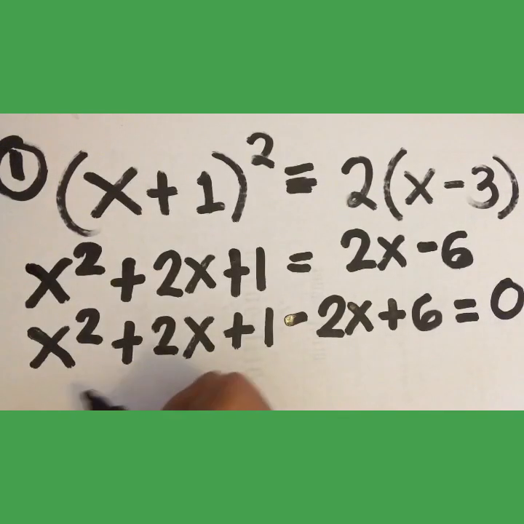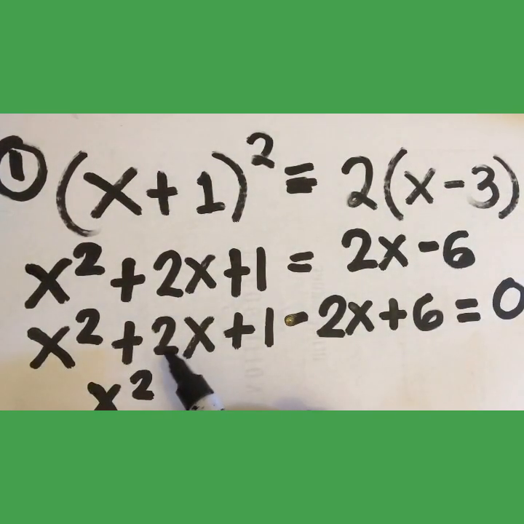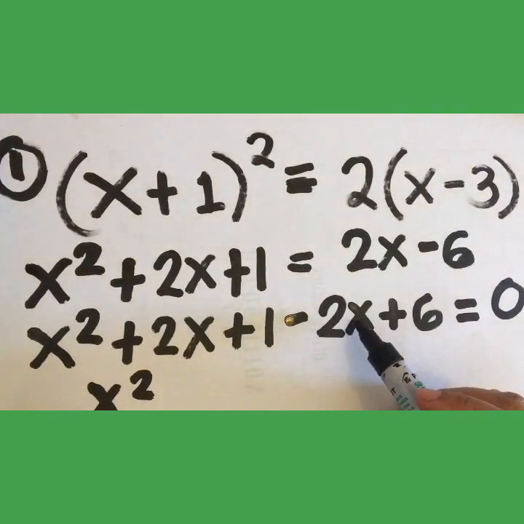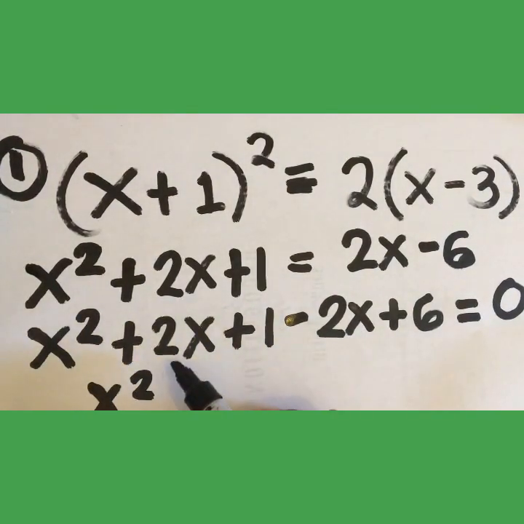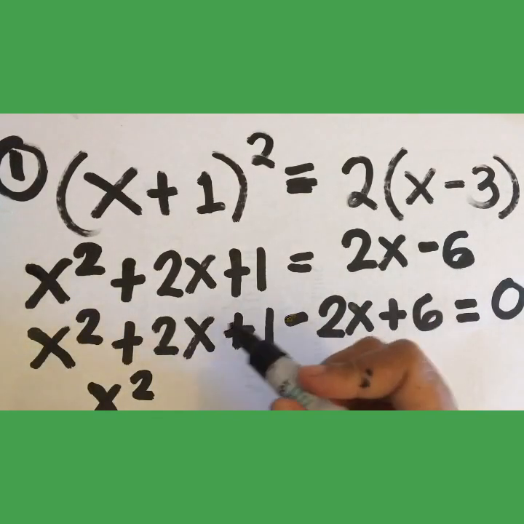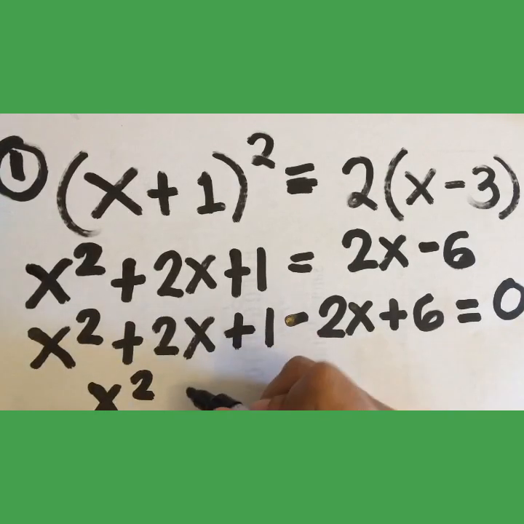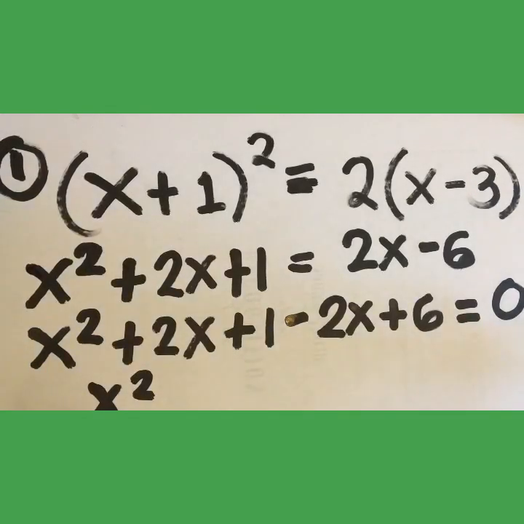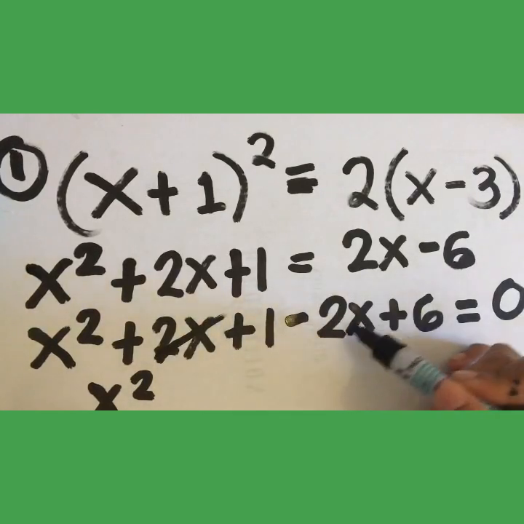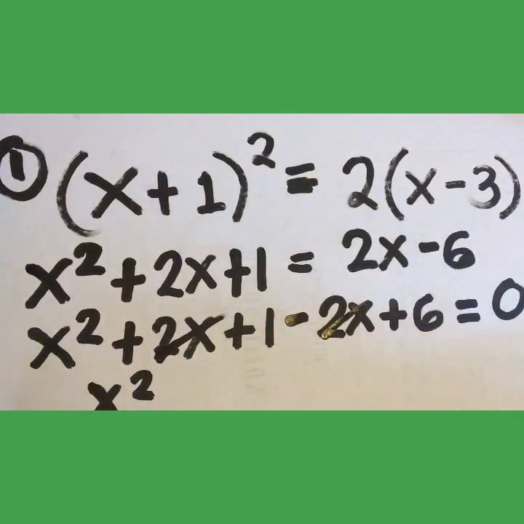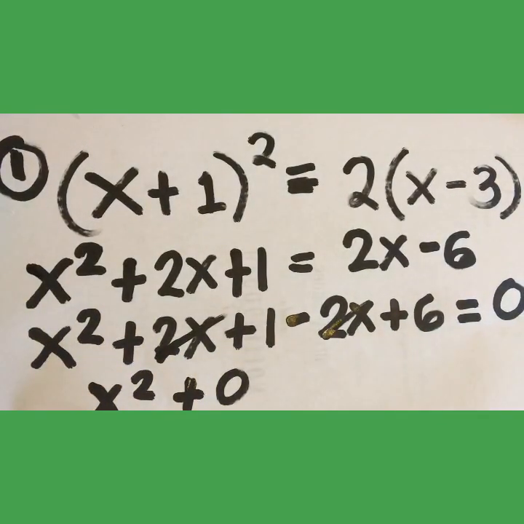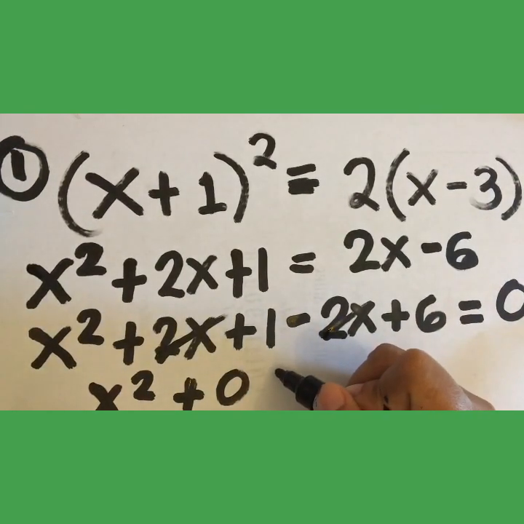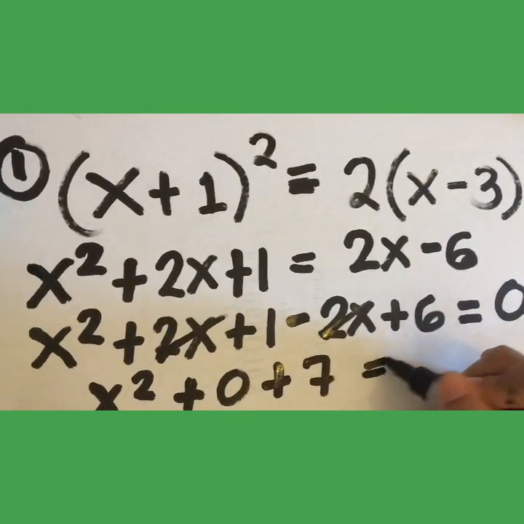Next, we need to simplify it. x squared is only 1, so we bring it down. Then as you can see, we have positive 2x plus negative 2x. When we are adding opposite signs, we can just cancel it out, leaving 0. So positive 2x plus negative 2x becomes 0x, which we can just eliminate. Now we have another one, 1 plus 6, which is 7, equals 0.